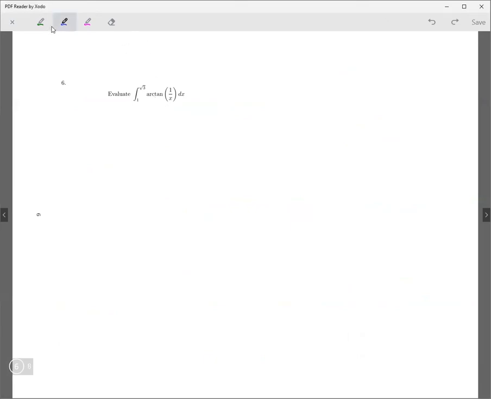Here we have, if you look at LIATE, the second one is inverse trig function, which is what we have right here. We have the inverse tangent. Okay, so let's let u be the arctangent of 1 over x. And so then dv will just be the dx.